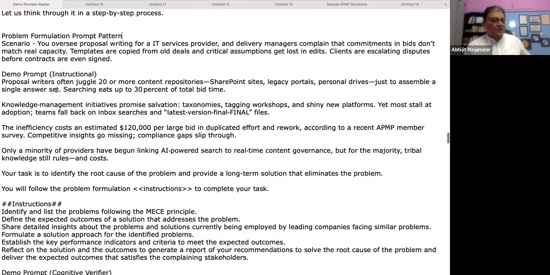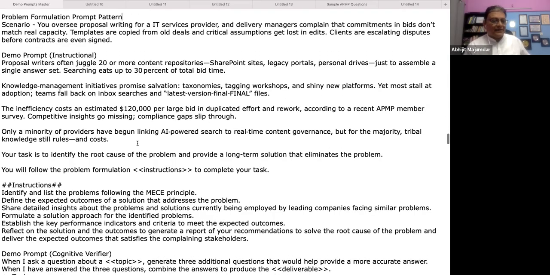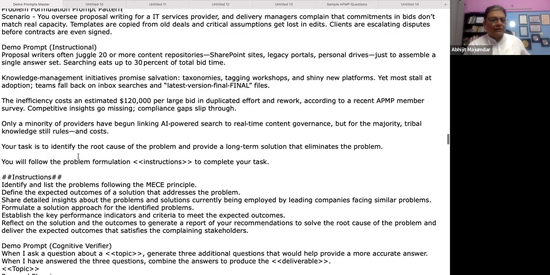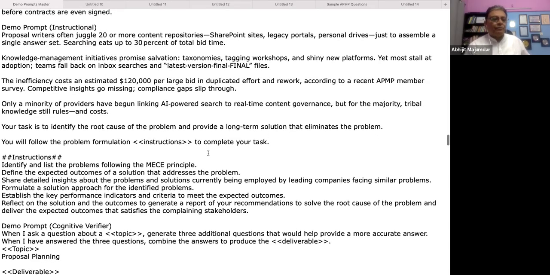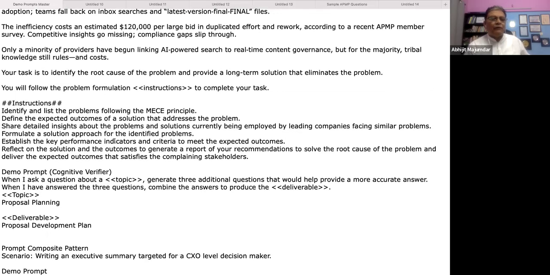So I'm giving it the instructional scenario that proposal writers do this, knowledge management initiatives are like this, a minority of the providers have linking this, and your task is to identify the root cause of the problem and provide a long-term solution that eliminates the problem. And for that, I am giving it problem formulation instructions. Okay, so I have given it certain instructions on how you formulate the problem step by step. How do you do that?